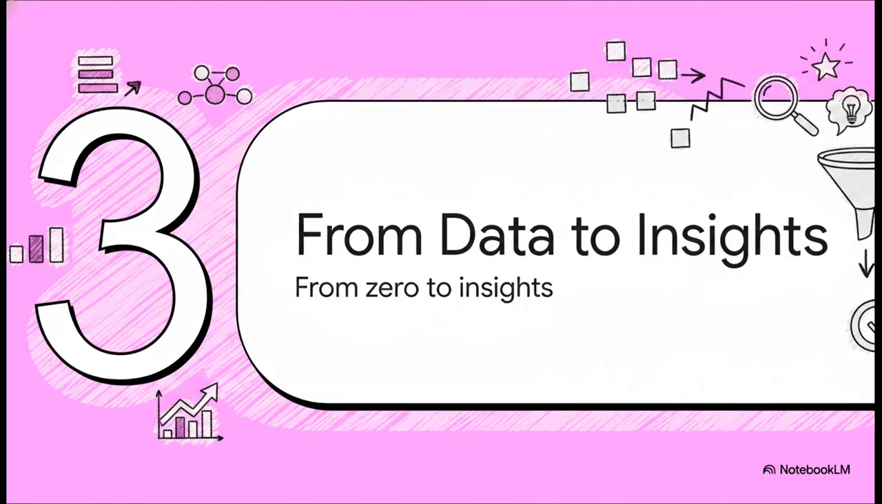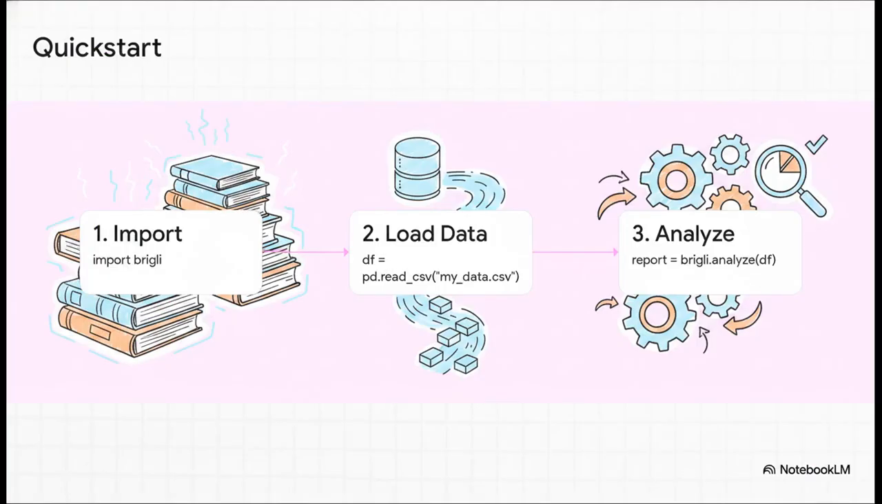Okay, so it's simple. I get it. But what do you actually get out of it? Let's take a look at how Brigli gets you from a raw CSV file to real, actionable insights in no time at all. The whole thing is literally just 3 lines. First, you import the library. Second, you load your data into a pandas data frame, which, let's be honest, you were going to do anyway. And third, you just call analyze. That's it. No complicated setup, no config files. It's designed to be completely frictionless.